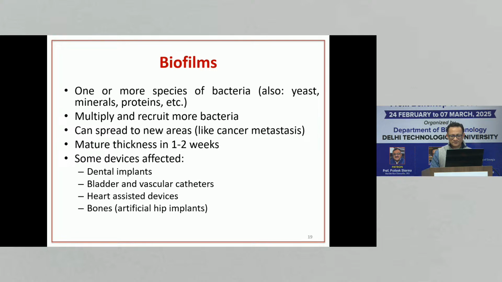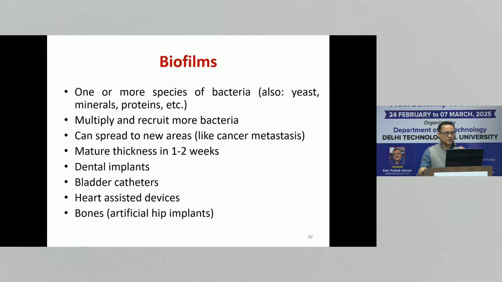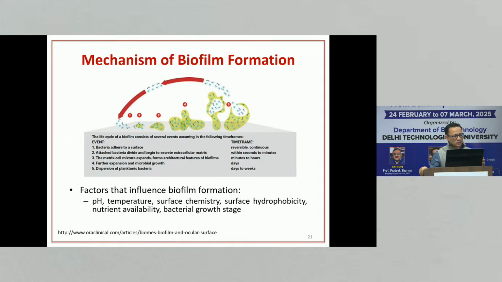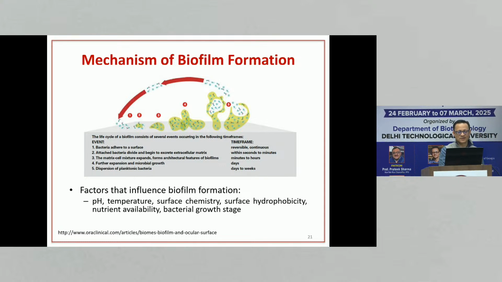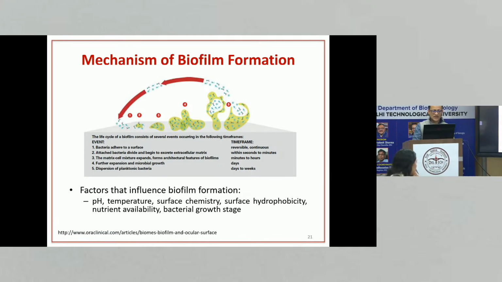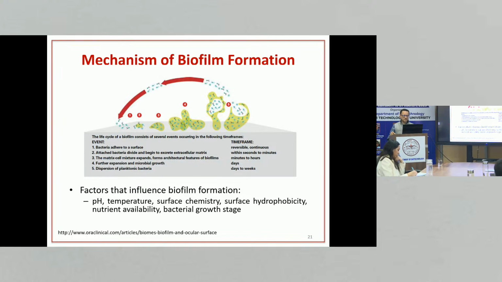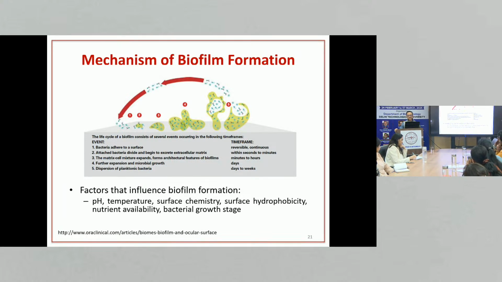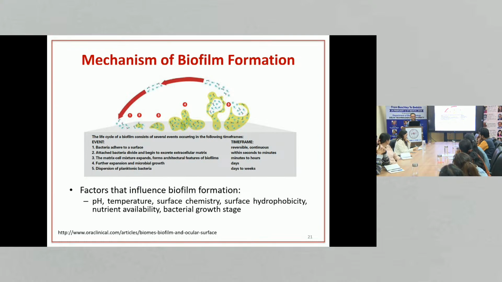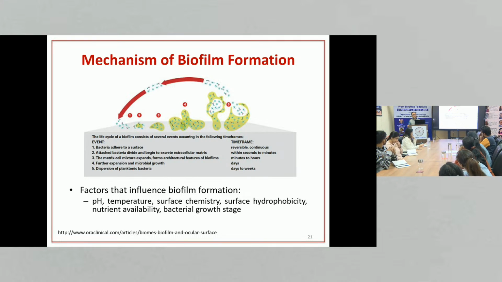Yes, we talked a little bit about this. So, recruitment. This is approximately how it looks. You have bacteria adhering, slowly growing, a mature biofilm forming, that biofilm breaking, and bacteria going and starting a biofilm in a new spot. Now, factors that influence biofilm formation: pH, temperature, surface chemistry, hydrophobicity, nutrient availability.